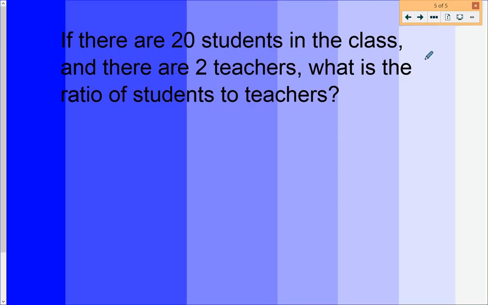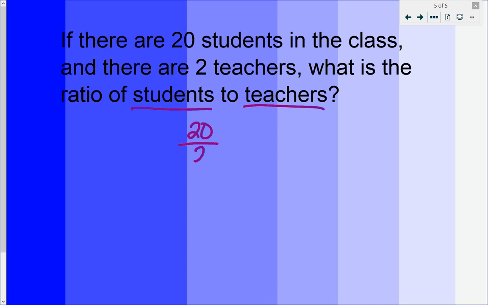All right, let's look at one more example here. Short lesson for today, just getting our minds into the word ratio and what it means. If there are 20 students in the class and there are 2 teachers, what is the ratio of students to teachers? Students to teachers. So students go on the top. So I have 20 students to 2 teachers.